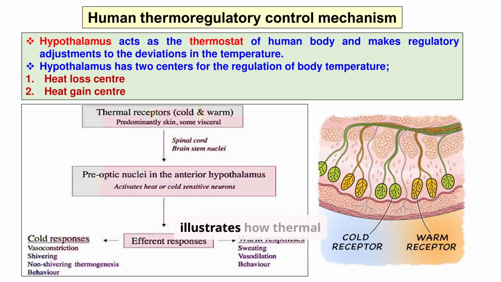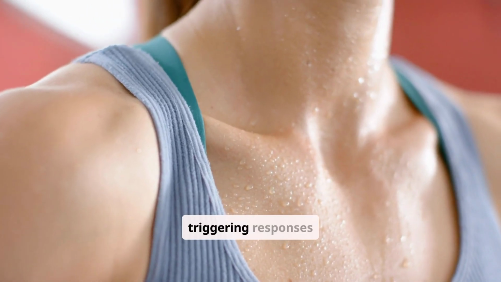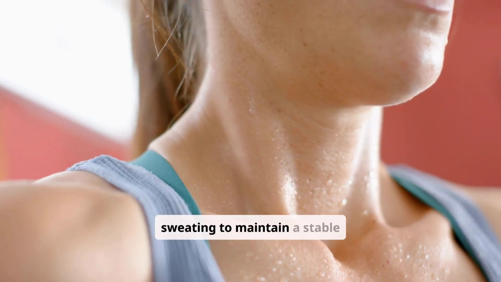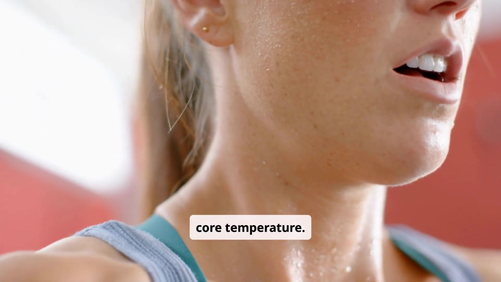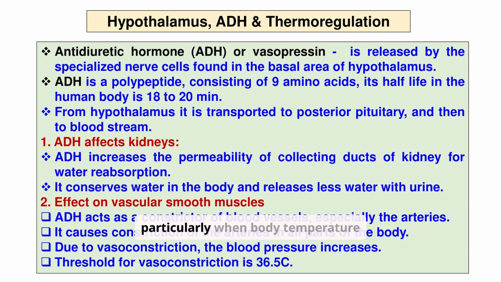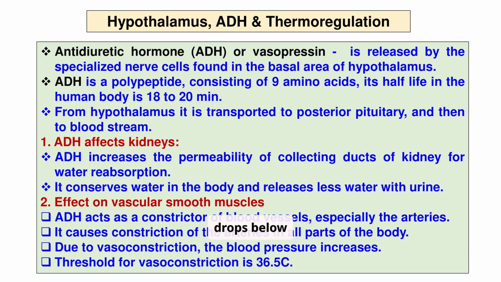This diagram illustrates how thermal receptors send signals to the hypothalamus, triggering responses like vasoconstriction or sweating to maintain a stable core temperature. This slide focuses on the role of the hypothalamus and ADH in thermoregulation. We'll discuss ADH release, its effects on the kidneys to increase water reabsorption, and its role in vasoconstriction, particularly when body temperature drops below 36.5 degrees Celsius.